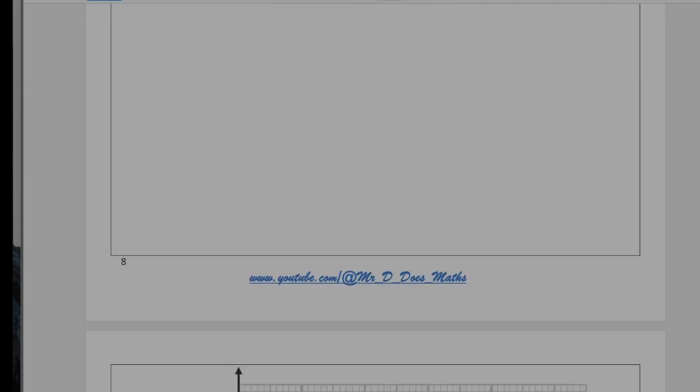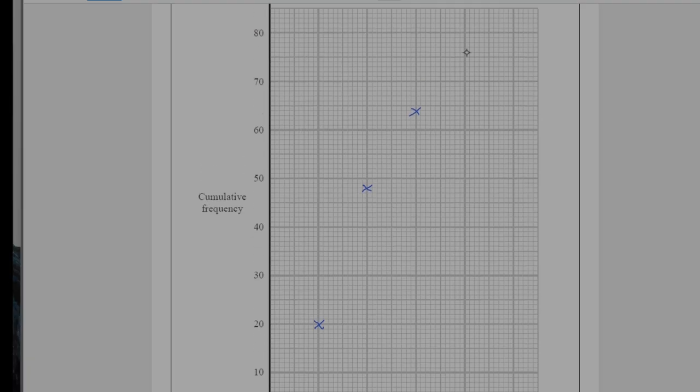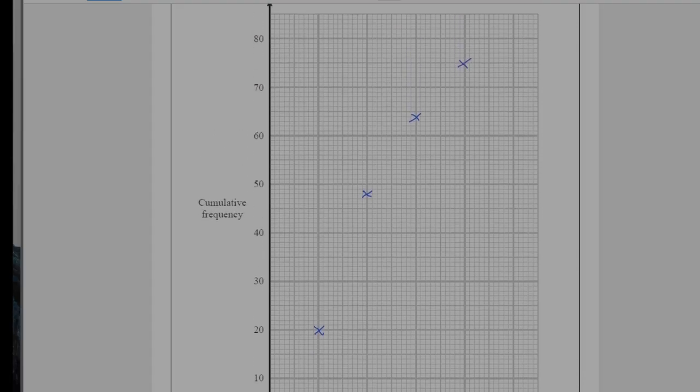So my first point is going to be at 30, 20. My second point is going to be at 40, 48. Next point will be at 50, 64. We're then going for 60, 75. And then our final one is 70, 80.